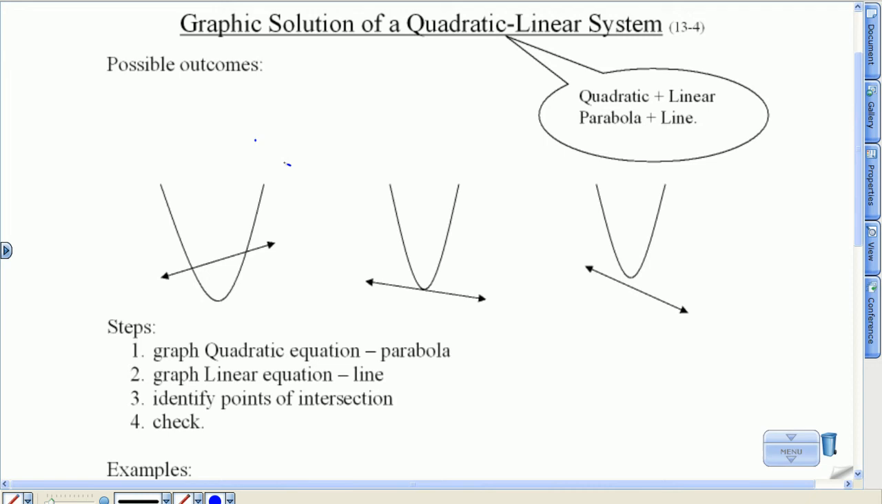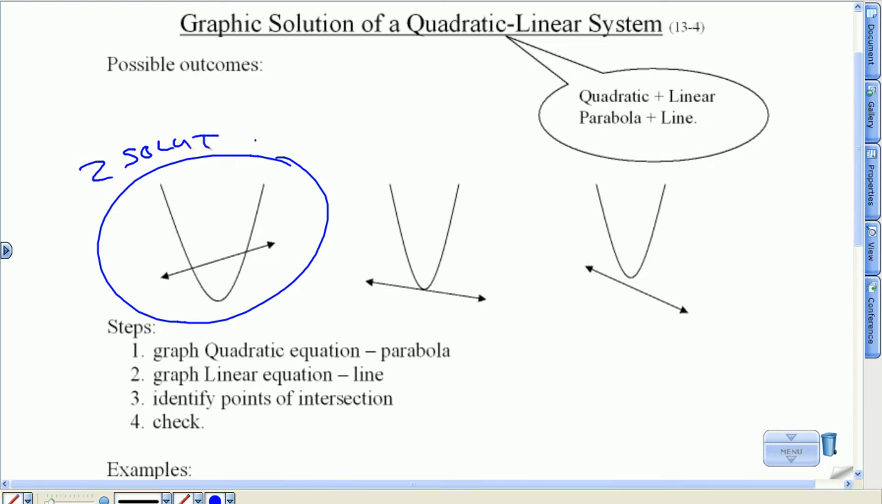So either that line goes through the parabola, which gives you two solutions, and those solutions would be here and here. So that would be the solution to the problem, those two coordinates.